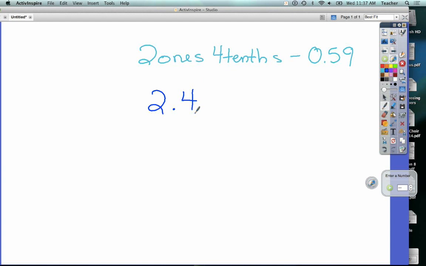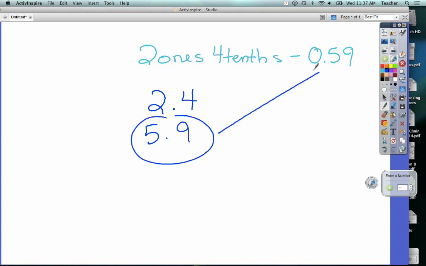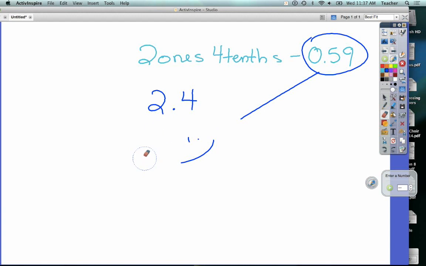59 hundredths. Okay, 59/100ths. Now when I was walking around, a lot of you were doing this. Does this look like that? No. This number here has to look just like this. So that doesn't work, does it? So what do we need to do? What is the rule that you always do when subtracting? What do you have to do?